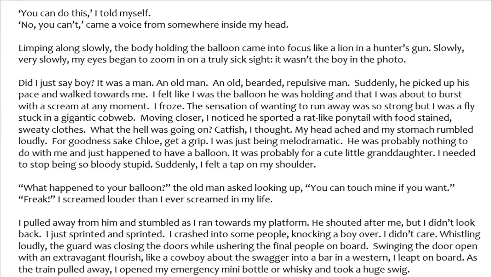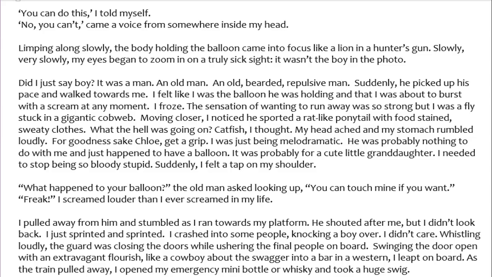Suddenly, he picked up his pace and walked towards me. I felt like I was the balloon he was holding and I was about to burst with a scream at any moment. I froze. The sensation of wanting to run away was so strong, but I was a fly stuck in a gigantic cobweb. Moving closer, I noticed he sported a rat-like ponytail with food-stained, sweaty clothes. What the hell was going on? Catfish, I thought. My head ached and my stomach rumbled loudly.